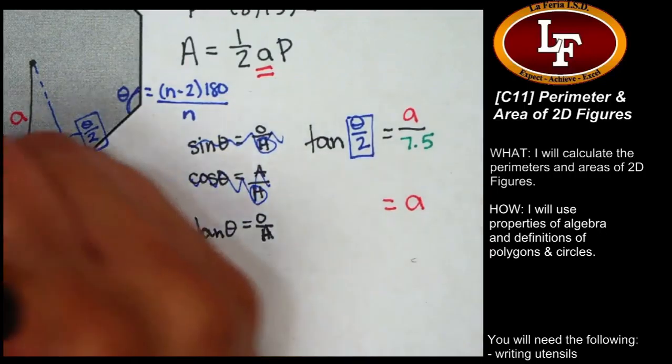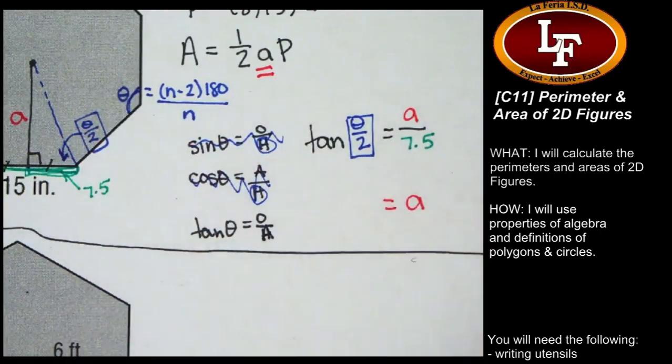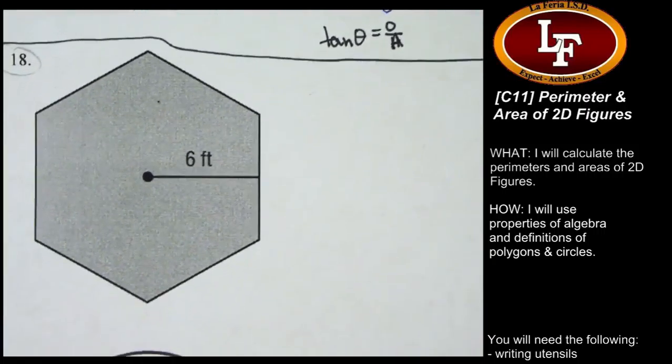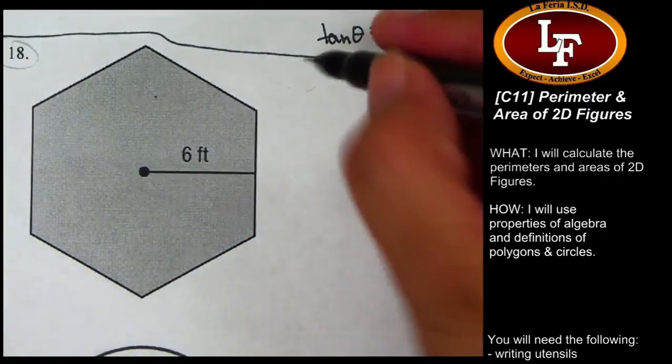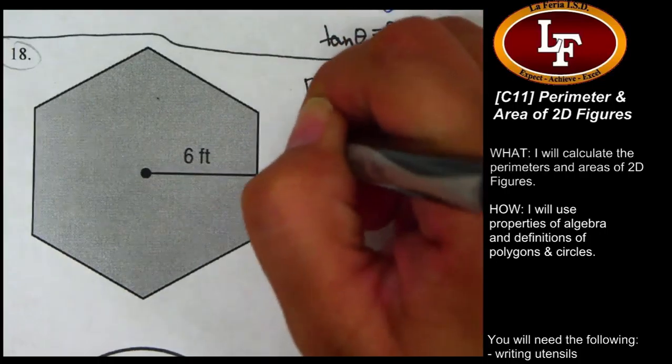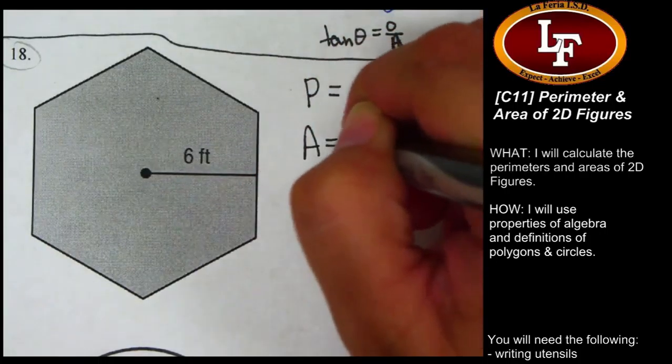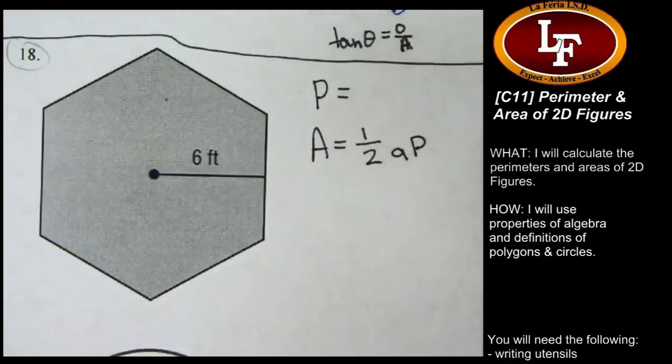Right, let's look at the final example, question number 18. Number 18, very similar. Once again, we have a regular polygon. Once again, you're being asked to calculate perimeter and area. So once again, we're going to be using this formula, 1/2 times the apothem times the perimeter. But looking at this particular example, which segment do you already have information about?